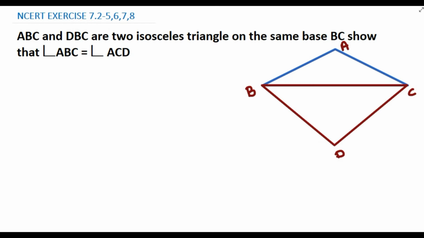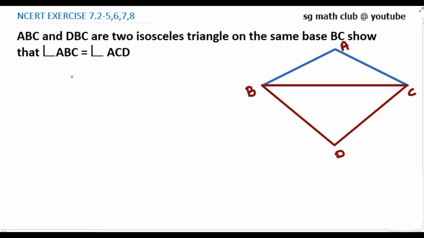We have already learned about the properties of triangles. That is, angles opposite to equal sides of an isosceles triangle are equal, and the sides opposite to equal angles of a triangle are equal. In this video, we will do some problems based on those properties.